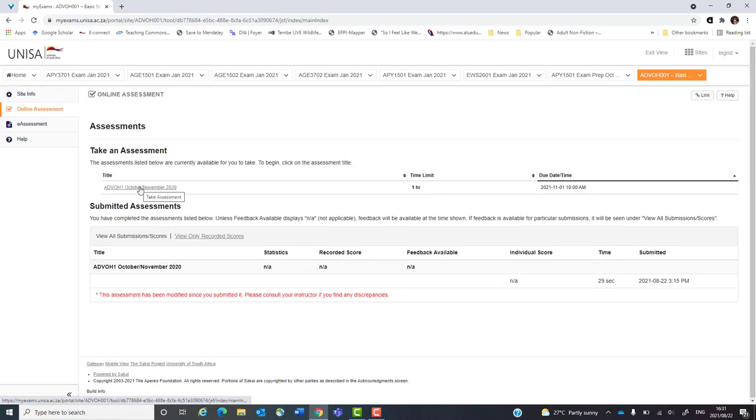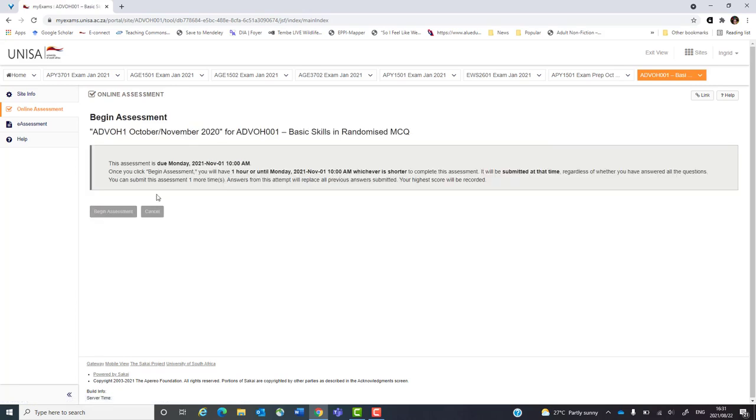Click on your module exam. Read the instructions carefully, including the time limits. Remember, for the multiple choice exam, you only have the time from when you start. There is no extra hour.